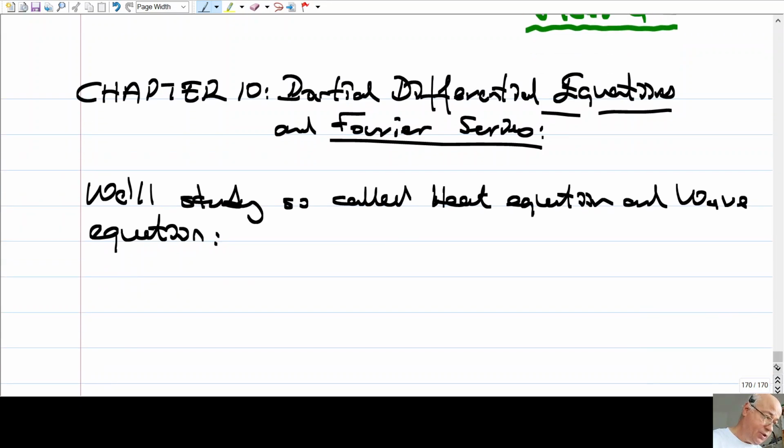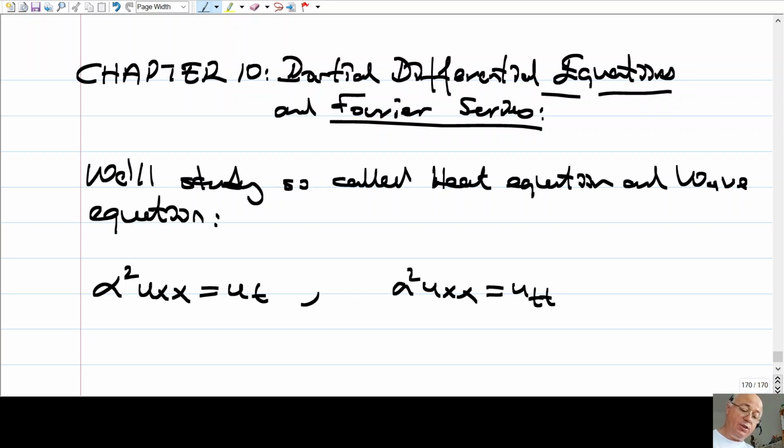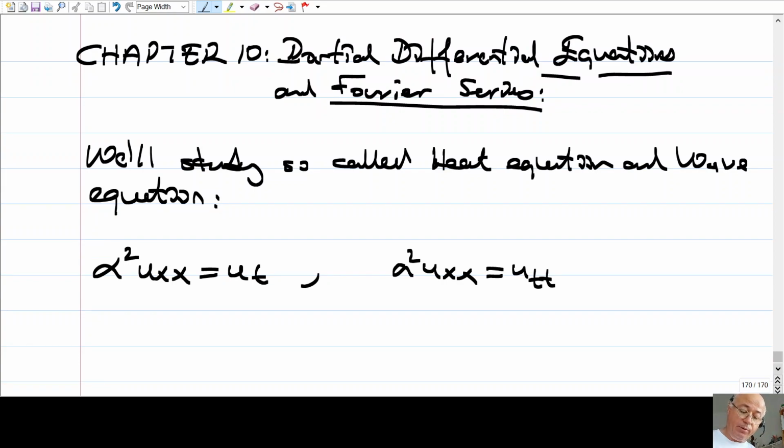Okay, heat equation is something like this, and wave equation is very similar, but there is this important difference that the derivative with respect to t is also the second derivative. Okay, so to solve these equations, we will use the so-called technique of separation of variables.